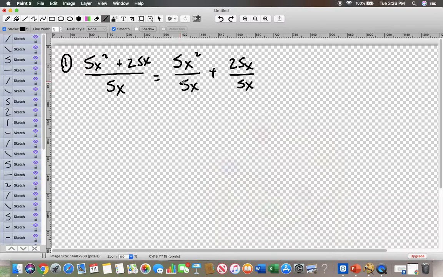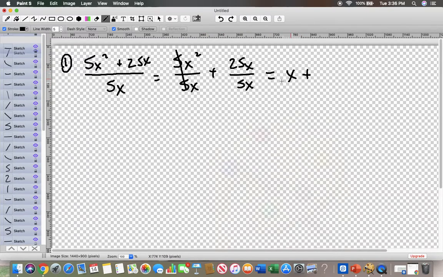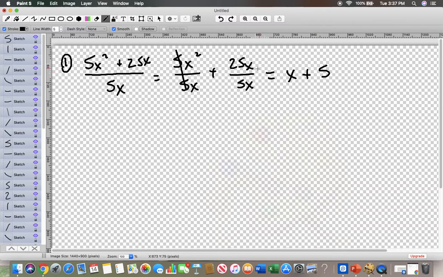Now let's simplify. 5x squared over 5x, well, 5 over 5 is 1. x squared over x, that's just x, plus 25 over 5 is 5, and x divided by x is 1, so that's 5 times 1. Here is my final polynomial or binomial.